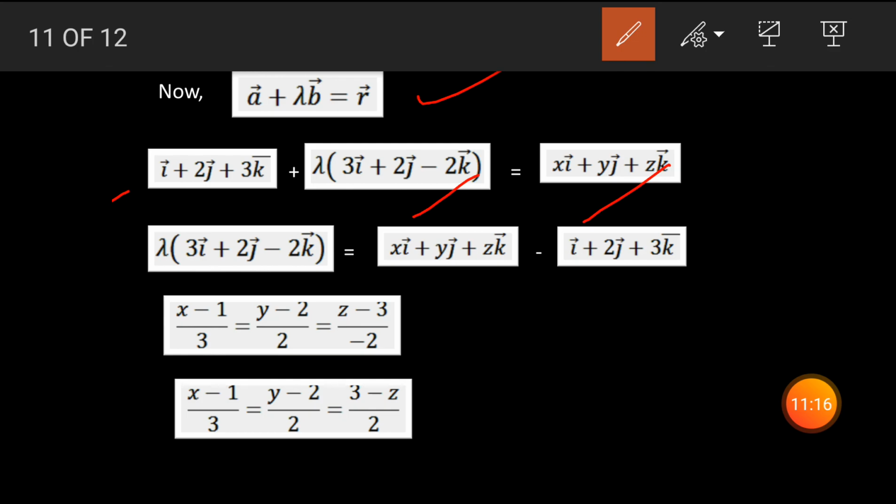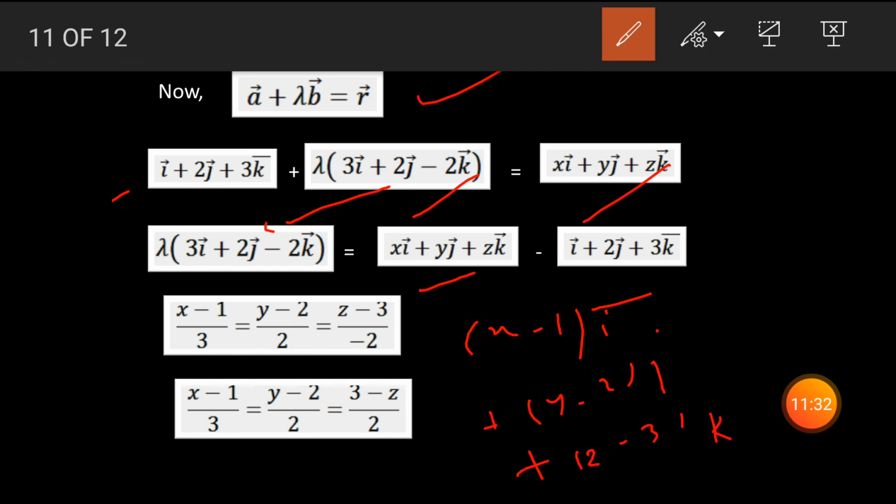Now you can see that again we are going to rearrange them, this minus this. So if you compare, this will become x minus 1 i plus y minus 2 j plus z minus 3 k, and here you will get 3 lambda. So this will become x minus 1 upon 3, y minus 2 upon 2, and z minus 3 upon minus 2. If we are going to replace this minus, we have to reverse the sign. So this will become 3 minus z upon 2.